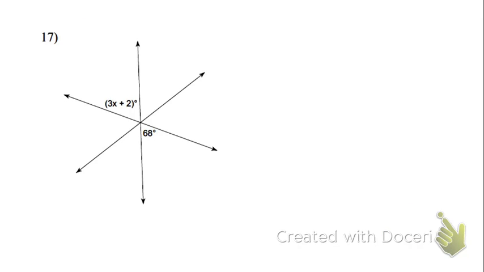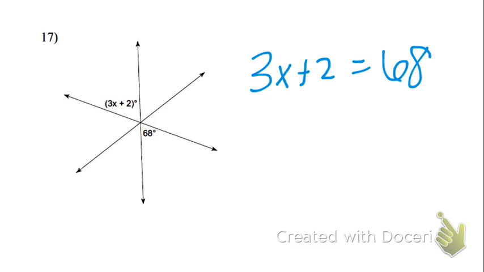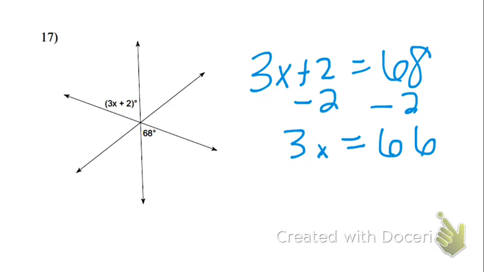Same thing on this one, vertical angle, so you set them equal to each other. And solve for x. Subtract 2. Divide by 3. And x equals 22.